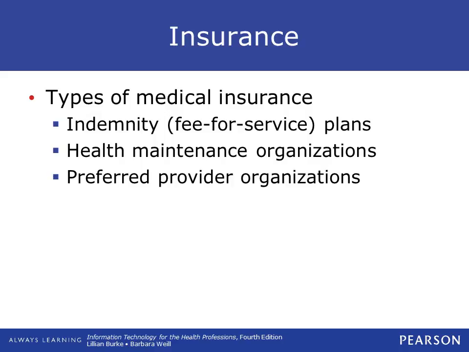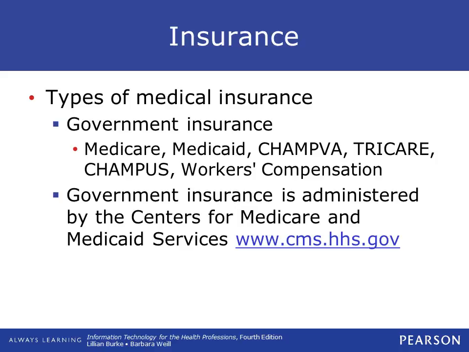Insurance can be several different plans. You may have fee for service. You can have HMOs, or you can have PPOs. You also have types of insurance that are regulated by the government. That's your Medicare, Medicaid, TRICARE, CHAMPVA, and Workers' Comp. And if you remember from previous classes, as a refresher, Medicare and Medicaid services, always know that they are governmental insurances that are regulated by CMS.